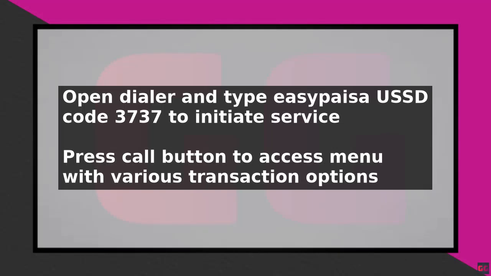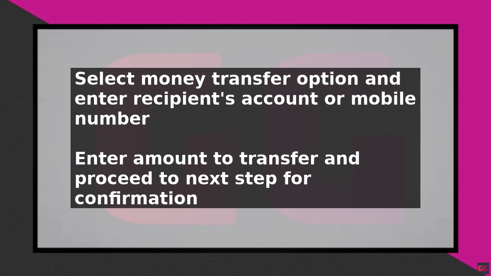To transfer money from EasyPesa without using the app, you will need to use the USSD code service provided by EasyPesa. This service allows users to access their EasyPesa account and perform various transactions, including money transfers, using a simple code. First, open the dialer on your mobile phone and type the EasyPesa USSD code, which is 3737. After typing the code, press the call button to initiate the service.